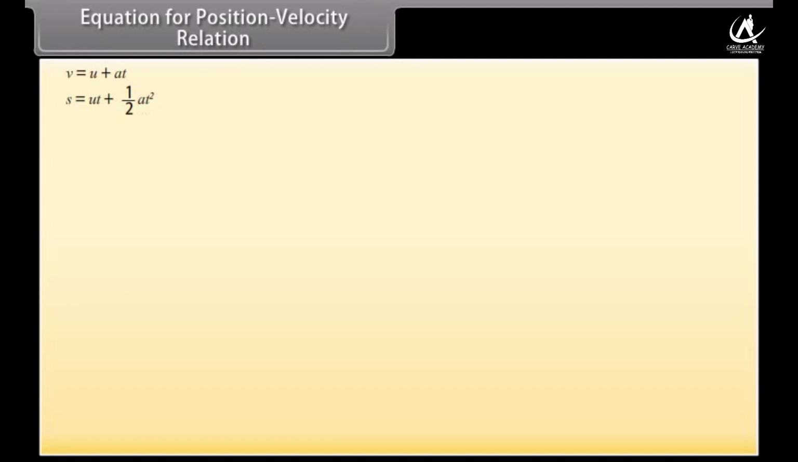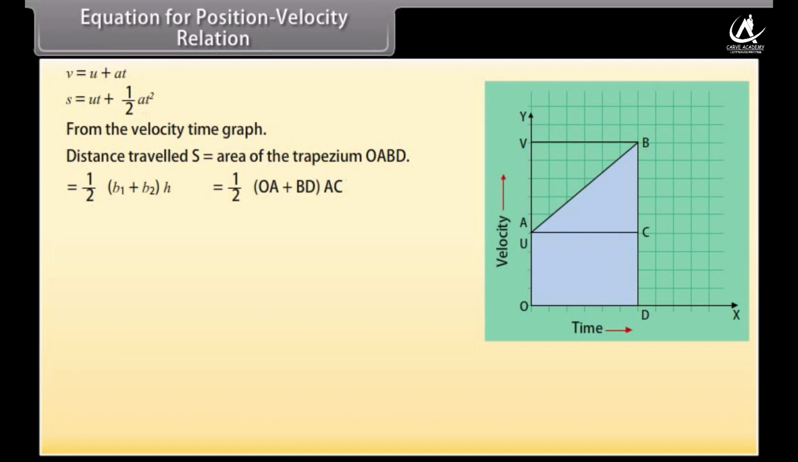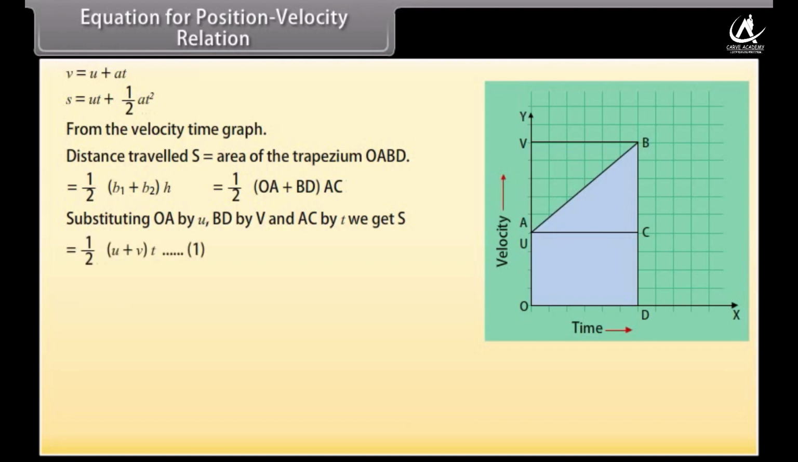Equation for position-velocity relation. The third equation will be obtained from these two equations. From the velocity-time graph, distance traveled s is equal to the area of the trapezium OABD. This is 1 upon 2 into B1 plus B2 whole into h, which is equal to 1 upon 2 into OA plus BD whole into AC. Substituting OA by u, BD by v and AC by t, we get s is equal to 1 upon 2 into u plus v whole into t, equation 1.